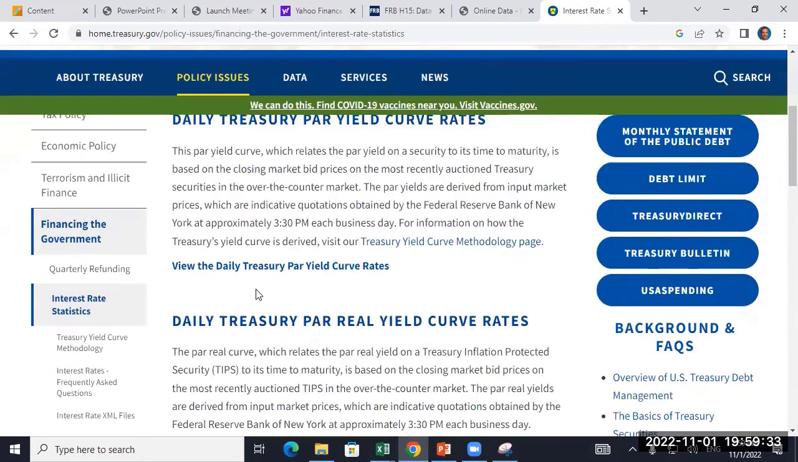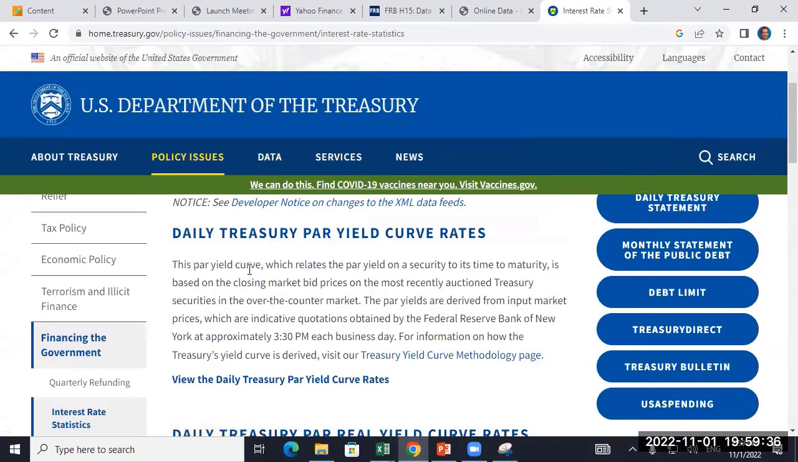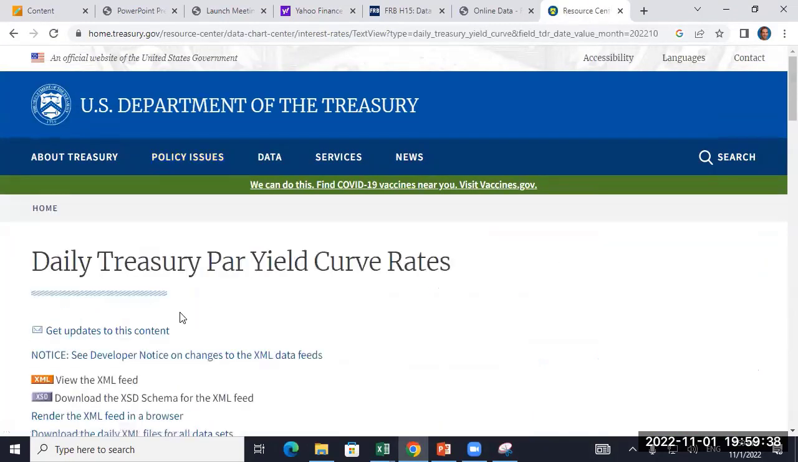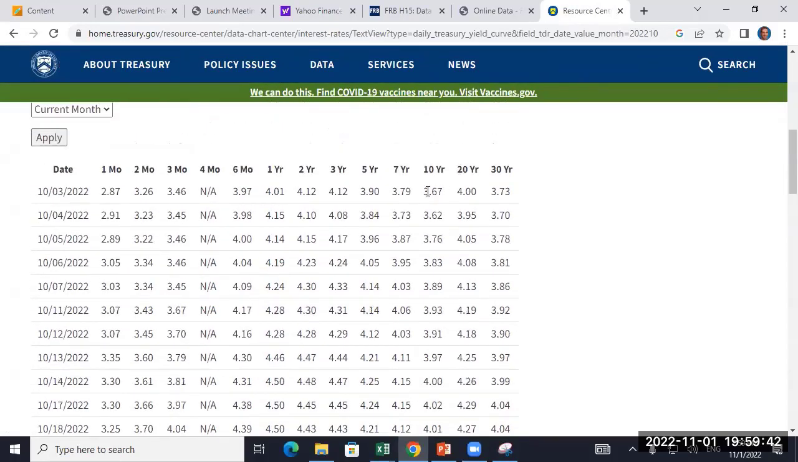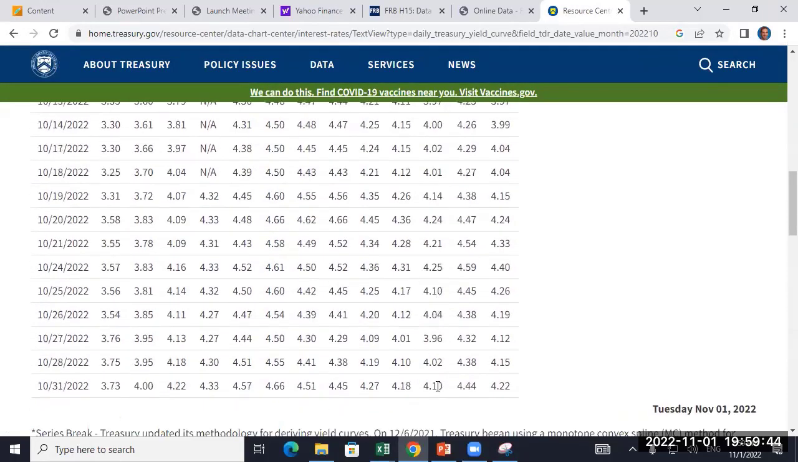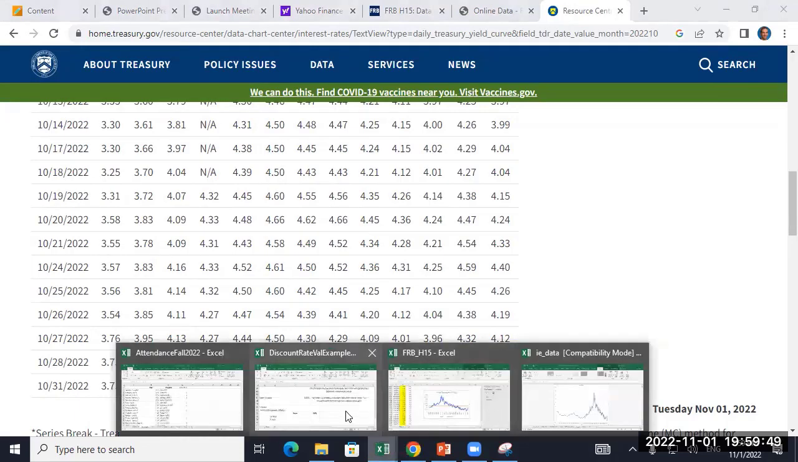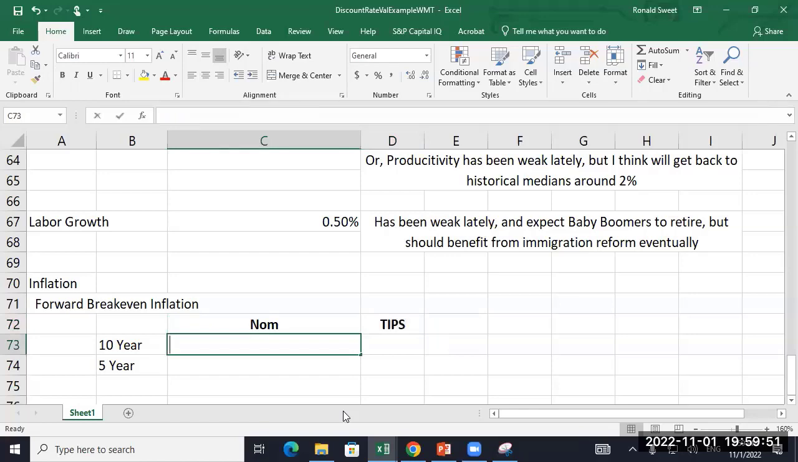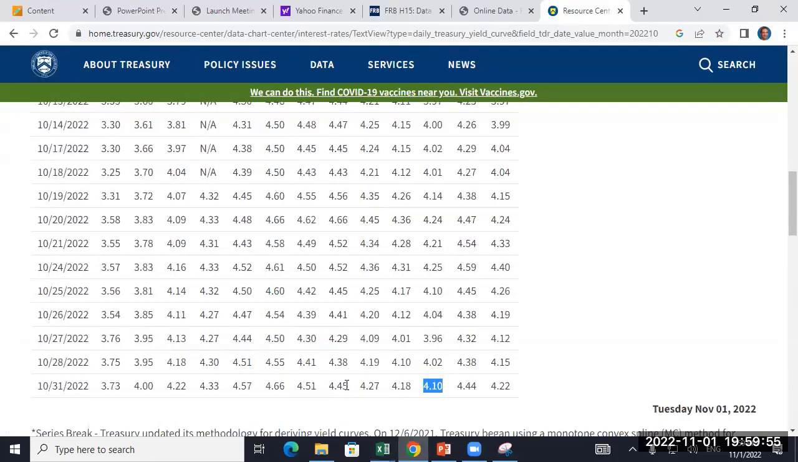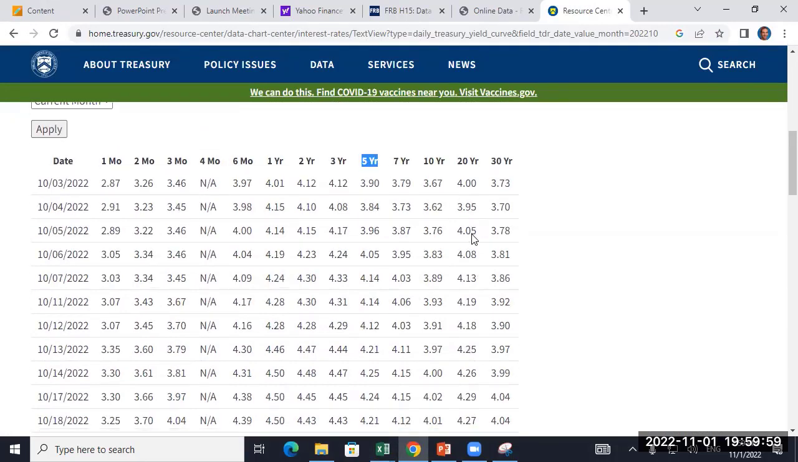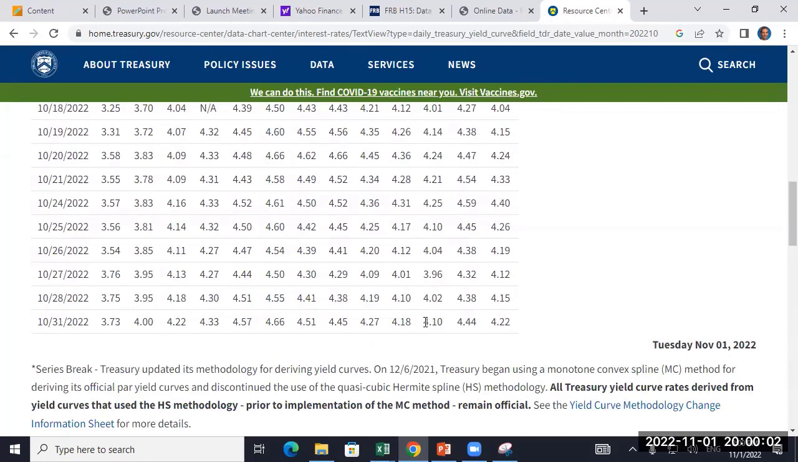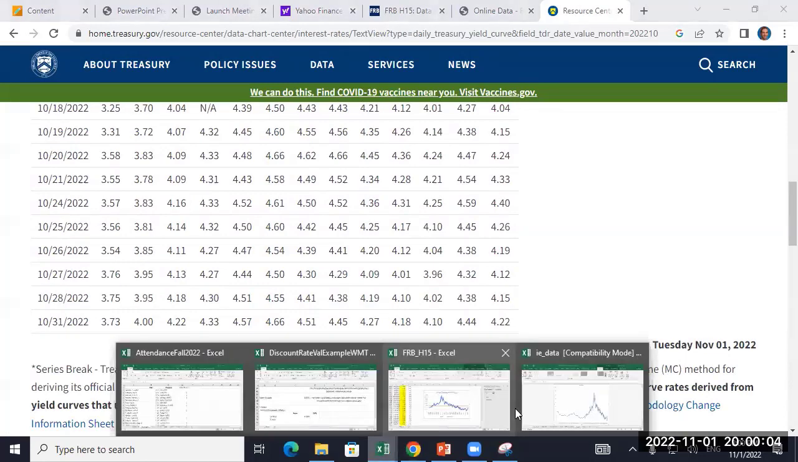So we want the, let's try this one first. So the 10-year, this is as of last Friday, 10-year is 4.10. Five years, actually even higher. 5 years, 1, 2, 3, 4, 5. It's easy, 1, 2, 3, 4, 5, 4.27.